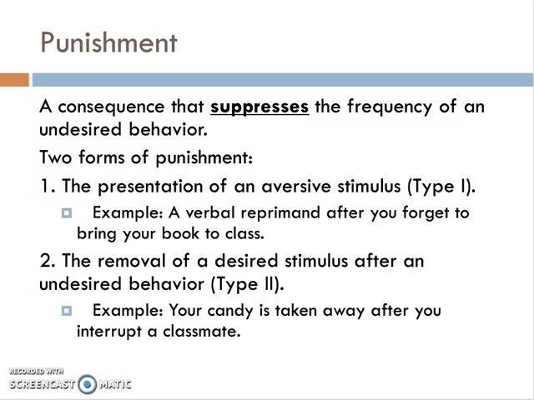So an example of type 1 punishment is a verbal reprimand. So for example, imagine I told you to bring your book to class and you forgot it, and I scolded you. That verbal reprimand would serve as a presentation punishment, and then the next time I asked you to bring your book to class, you'd be more careful to try to remember it. For a type 2 example, imagine you have some candy that you're eating and you keep interrupting your classmates, so I take your candy away. Here I'm removing something that you want, which is a type 2 punishment.